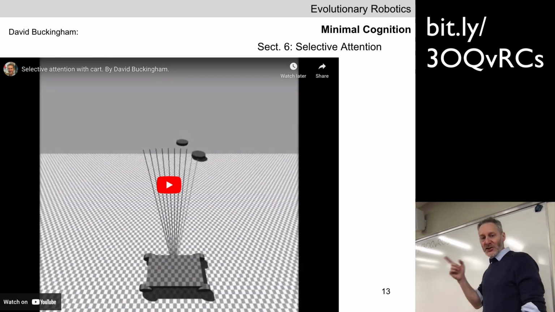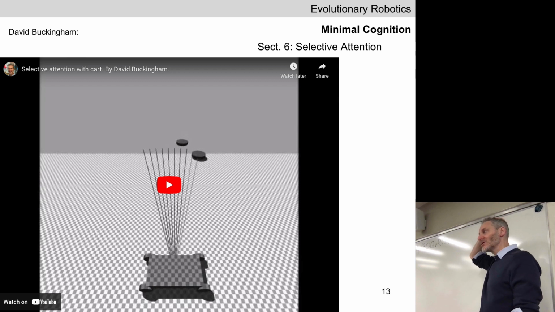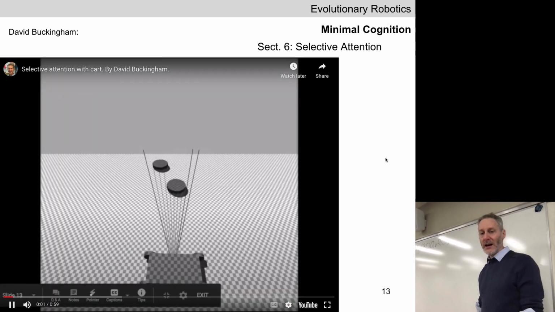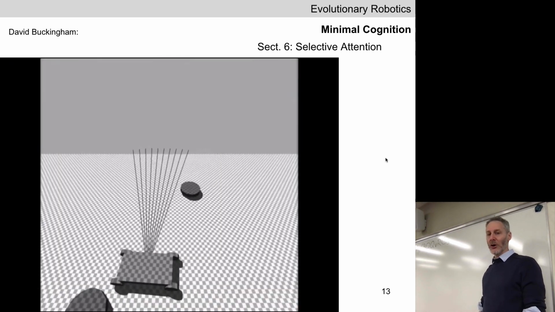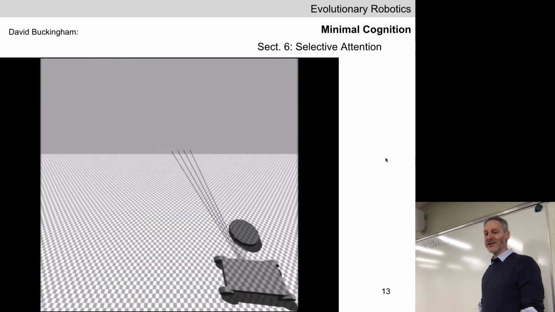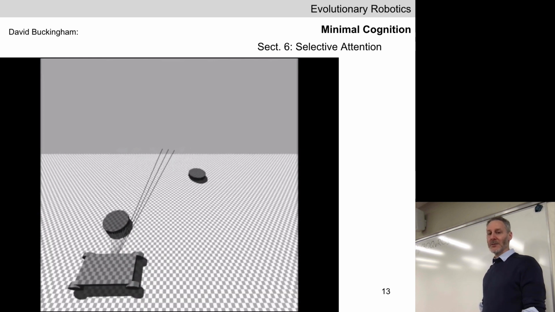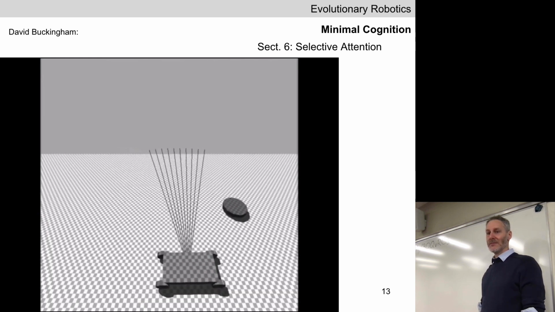A student who took this course several years ago actually tackled this as their final project and coded this up in, at that time we used Open Dynamics Engine, a different physics engine. So here is an evolved CTRNN controlling a robot in the ODE physics engine that has evolved to successfully exhibit selective attention.